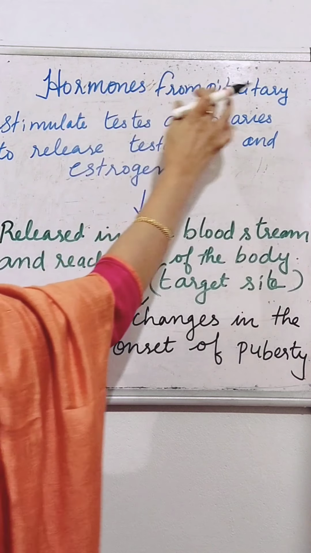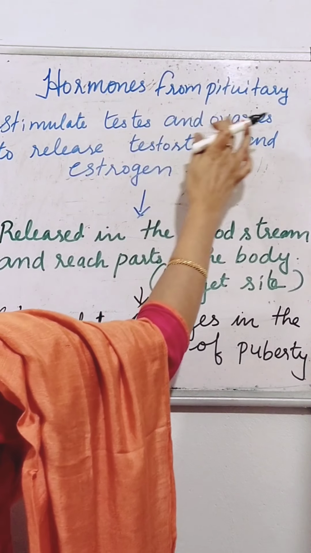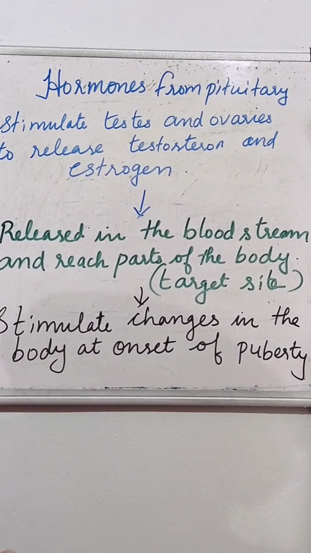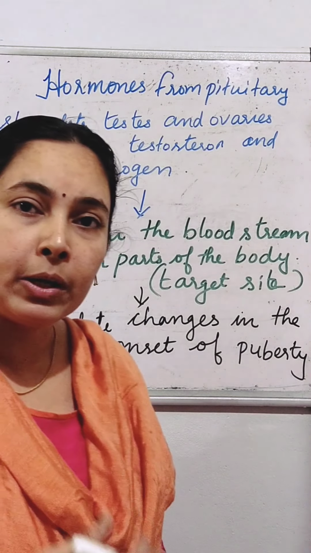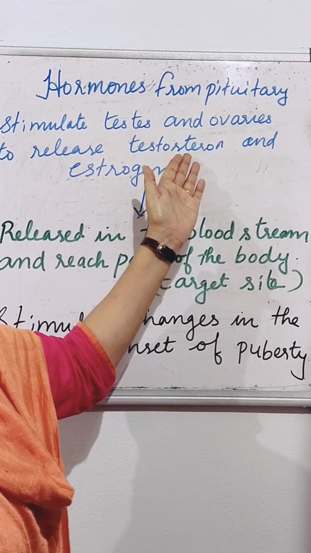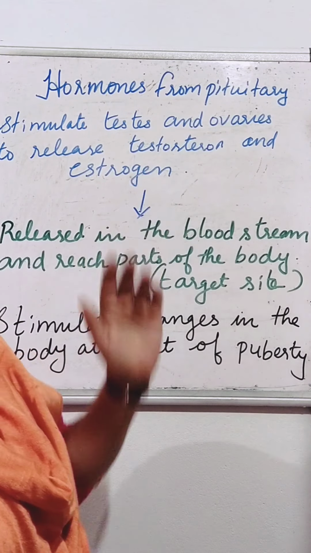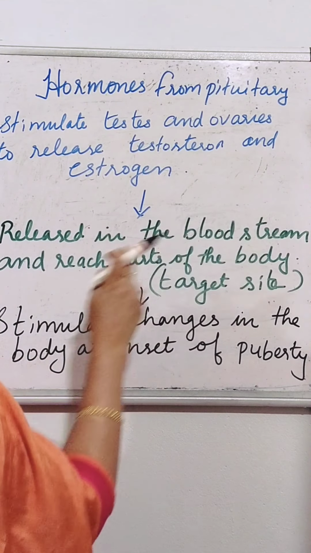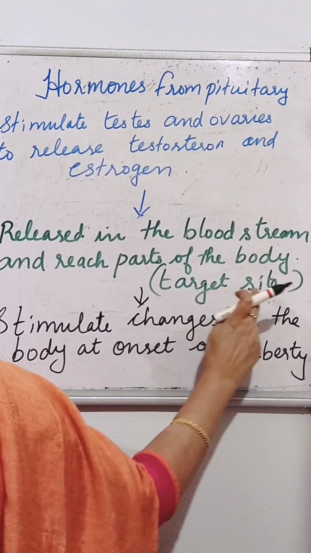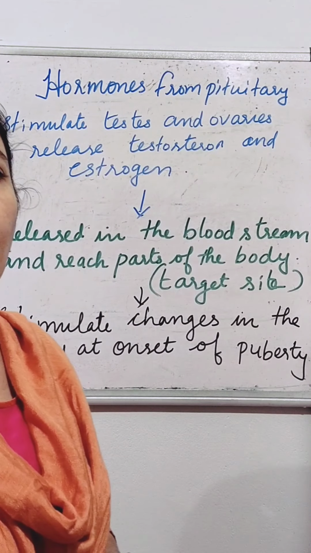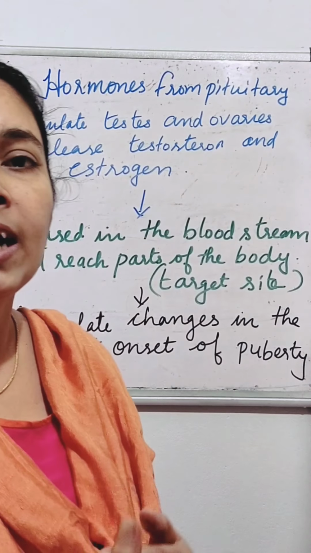So here, hormones from the pituitary stimulate the testes and ovaries to release testosterone and estrogen. The hormones from the pituitary gland will stimulate the testes to release testosterone and the ovaries to release estrogen. Then what is the next step? They are released into the bloodstream and reach parts of the body, or target sites. So these hormones are released into the bloodstream, and through the blood they reach the target site.